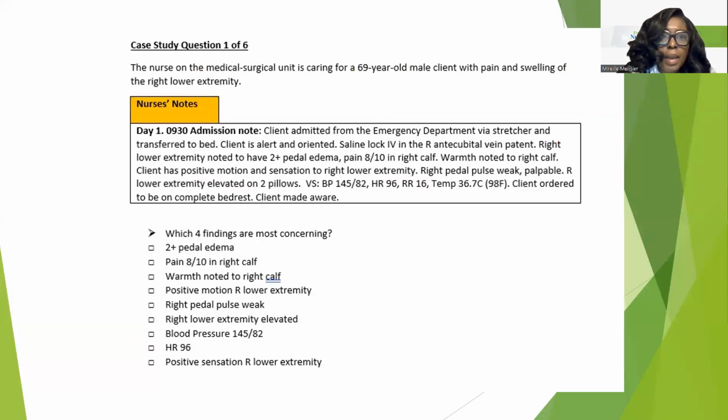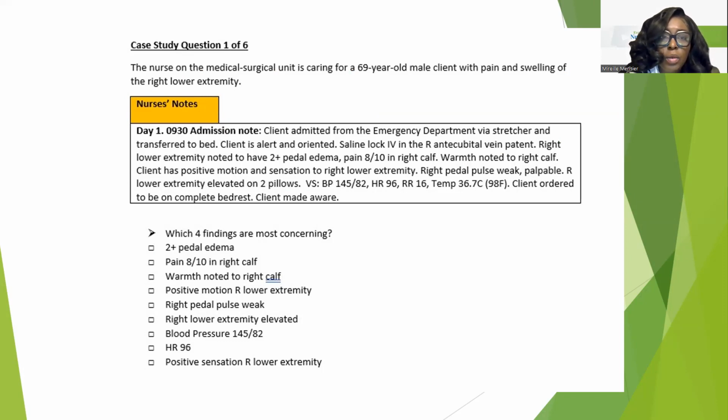So it says the nurse on the medical surge unit is caring for a 69-year-old male client with pain and swelling of the right lower extremity. So pay attention to the day and the time that you see on the note. So this is an admission note. The client admitted from the emergency department via stretcher and transferred to bed. The client is alert and oriented. Saline lock IV in the right antecubital vein, and it's patent.